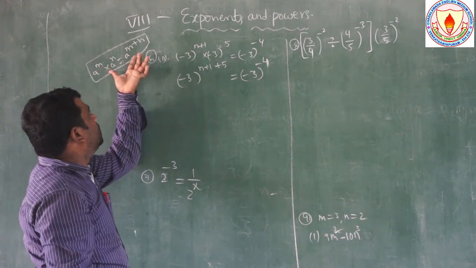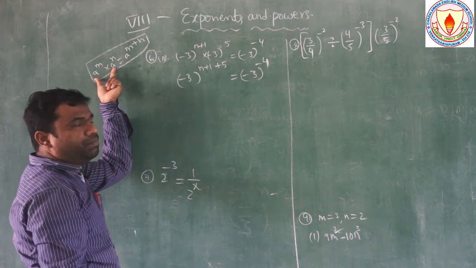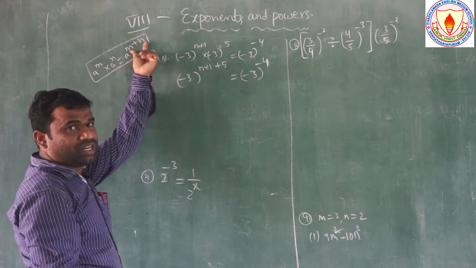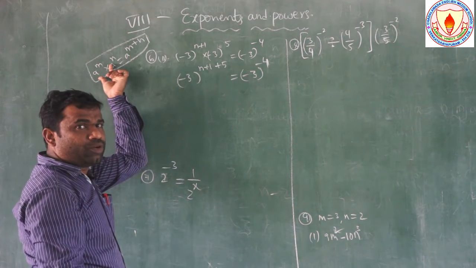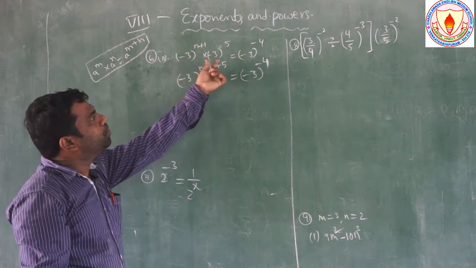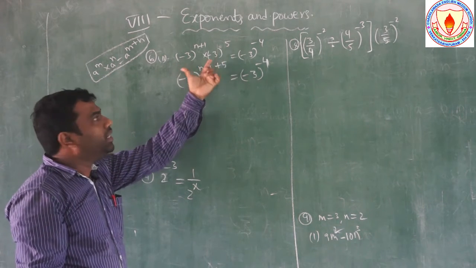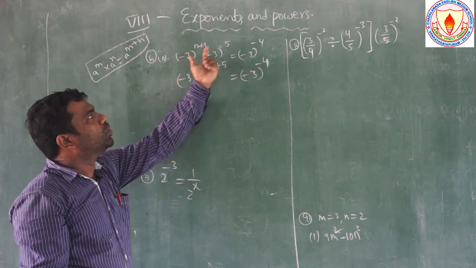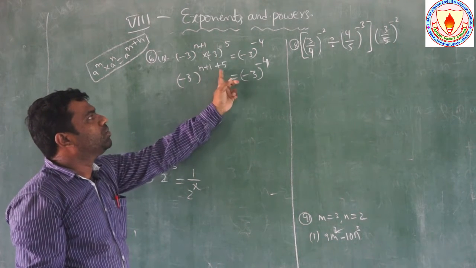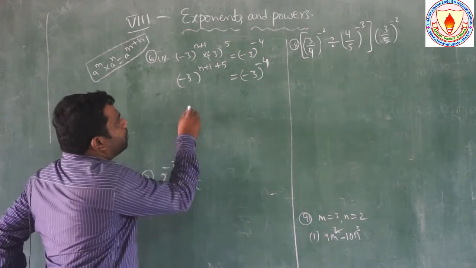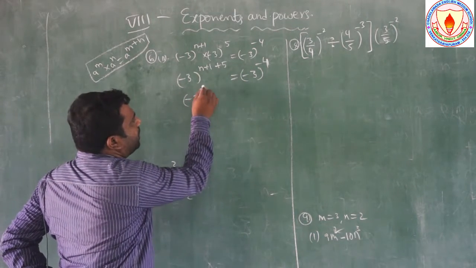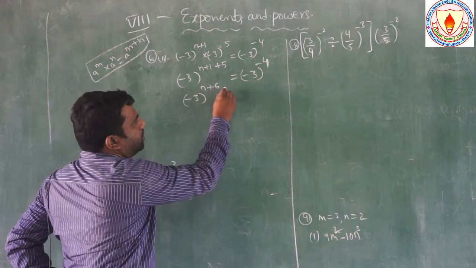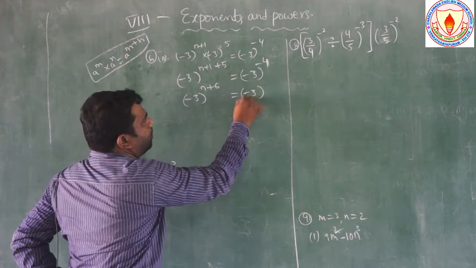By using this formula, a power m into a power n is equals to a power m plus n. Bases are same, powers should be added. So minus 3 with the same base, take one time base and add the powers. So n plus 1 plus 5. Next, minus 3 power n plus 1 plus 5, that is 6, is equals to minus 3 power minus 4.